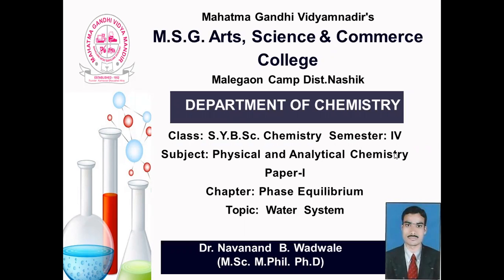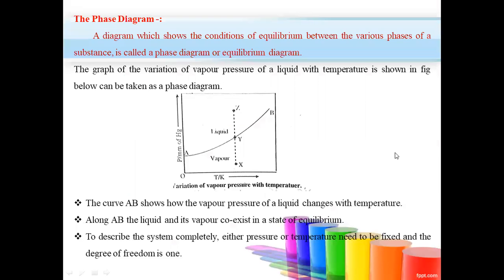Today we have to study the phase equilibrium chapter from physical and analytical chemistry. The topic is the water system. First of all, we have to study the phase diagram. A diagram which shows the condition of equilibrium between the various phases of a substance is called a phase diagram or an equilibrium diagram.